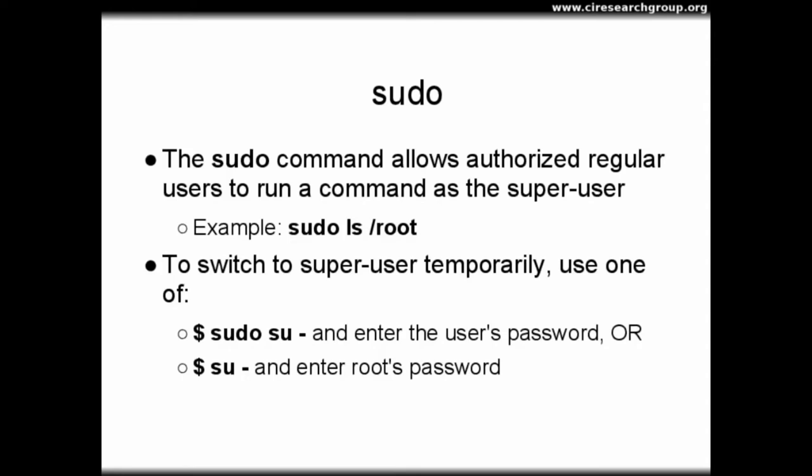To switch to the superuser temporarily on one of these systems, sudo su - and entering the user's password would allow the user temporarily to become the root user, even if the root account is disabled. On systems where the root account is enabled, su - has the same effect, except that root's password must be entered instead of the user's password.